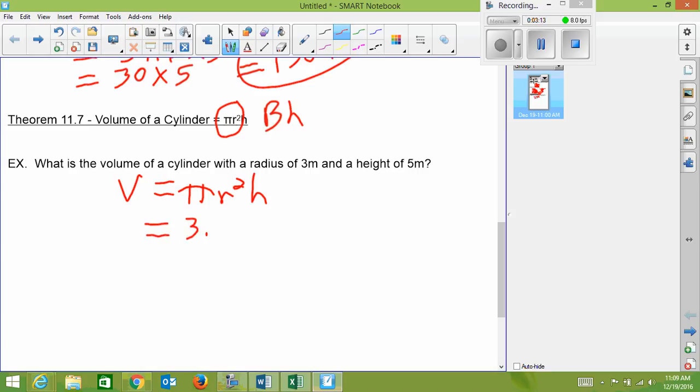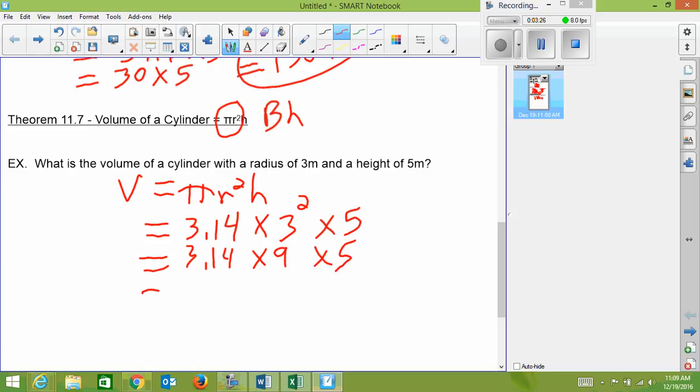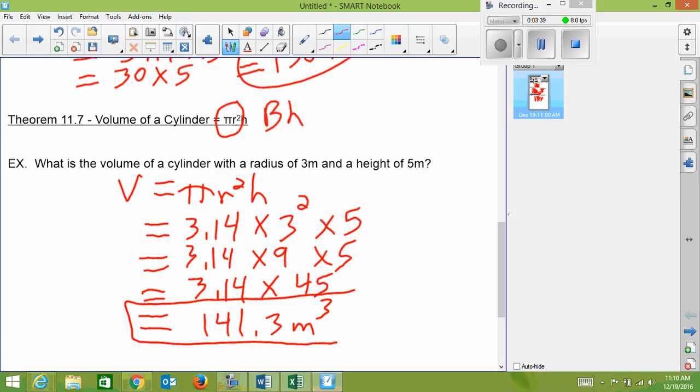So I just need to plug some stuff in here. Pi is 3.14, my radius is 3, and my height is 5. So pi, 3 squared is 9, times 5. Pi times 9 times 5 is 45. Multiply those two together, you get 141.3. Again, it has to be labeled with cubic meters.